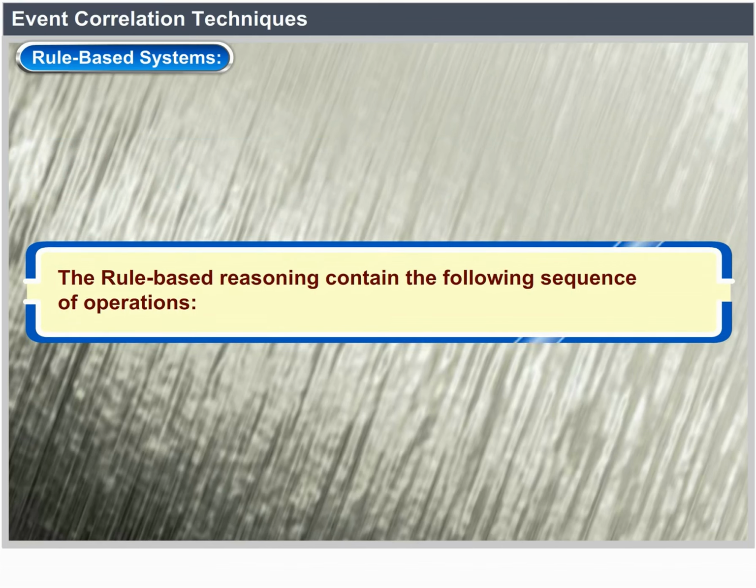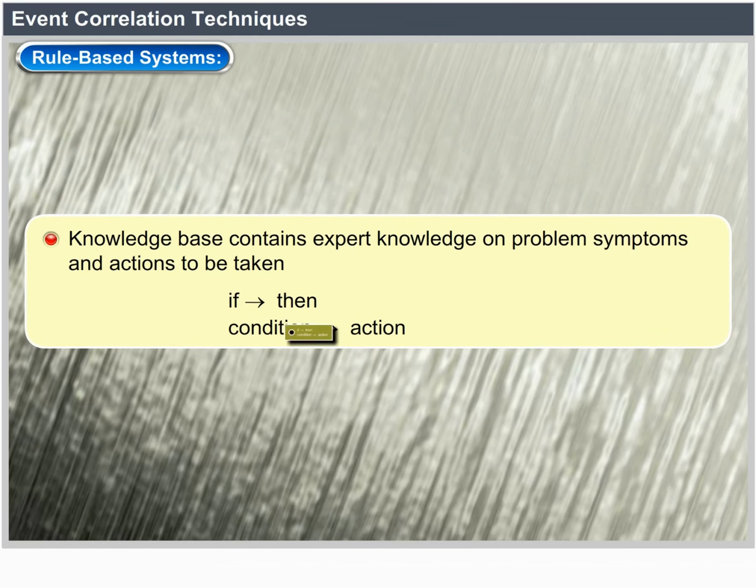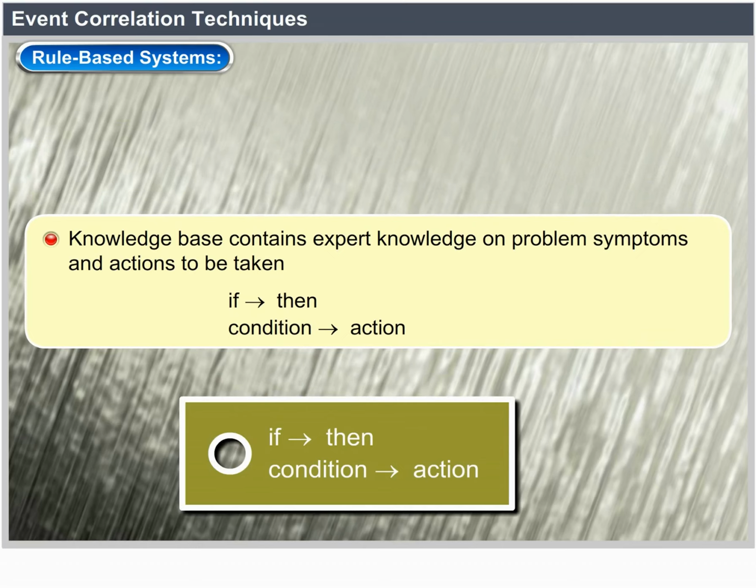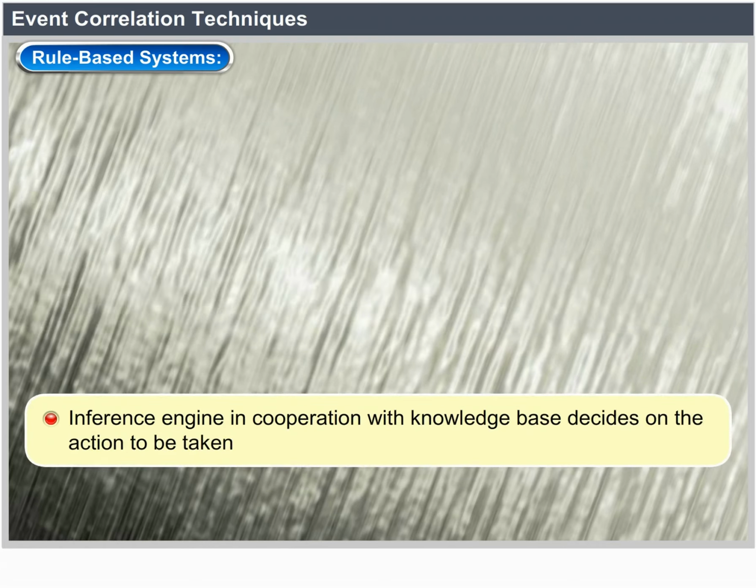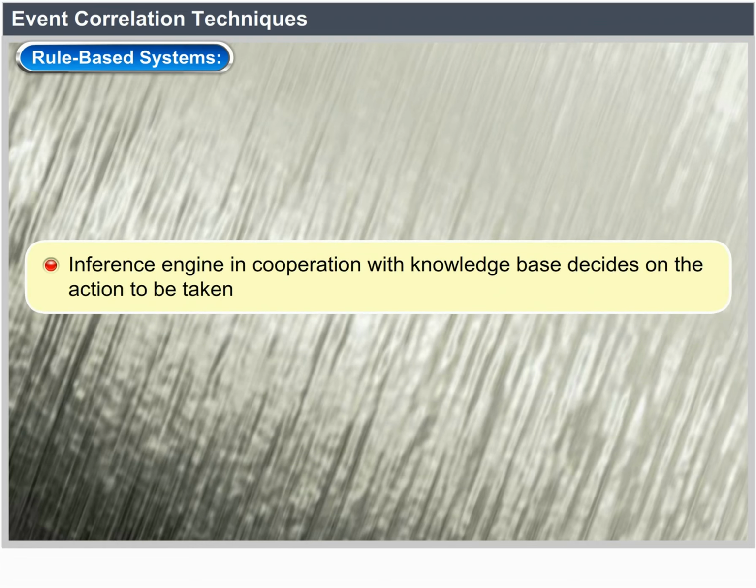The rule-based reasoning contains the following sequence of operations. The knowledge base contains expert knowledge on problem symptoms and actions to be taken: if condition, then action. The working memory contains topological and state information of the network, and recognizes the system going into a faulty state. The inference engine, in cooperation with the knowledge base, decides on the action to be taken.